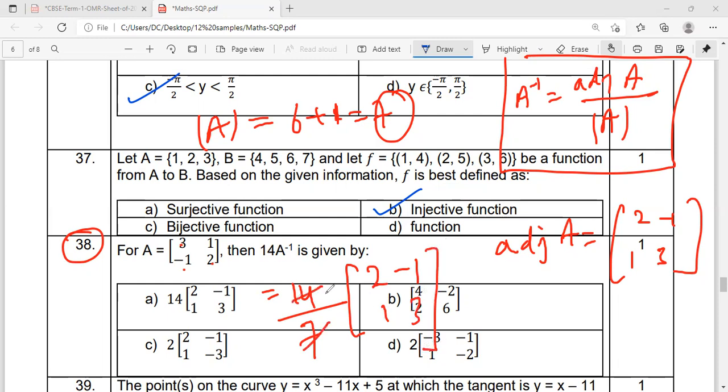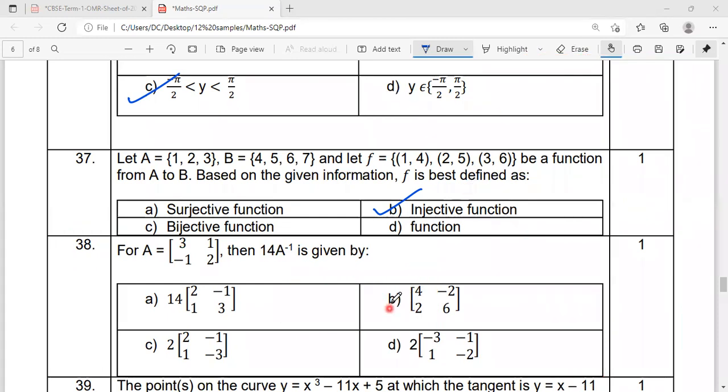When this gets cancelled, 2 times 2 is 4. Your answer is 4, minus 2, 2, 6. This is the B option. So let's say option B is the right option. We just need to know how to find A inverse and then multiply that A inverse by 14. Finding A inverse is very easy. You interchange these two and you change sign here.